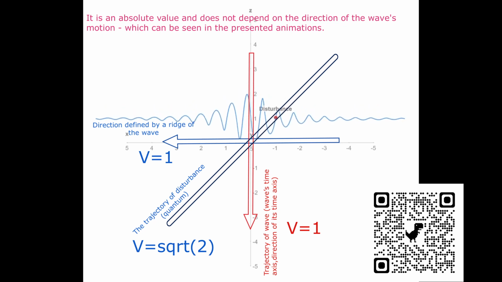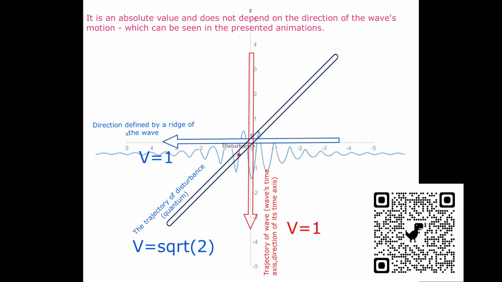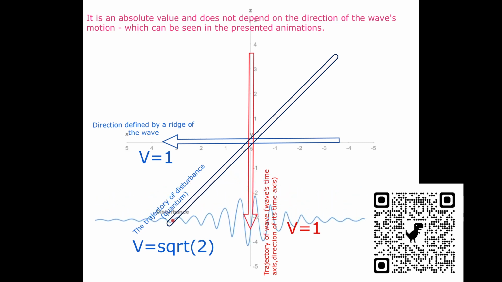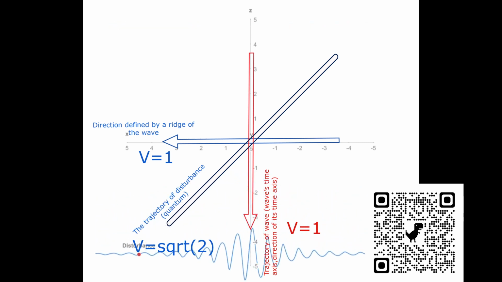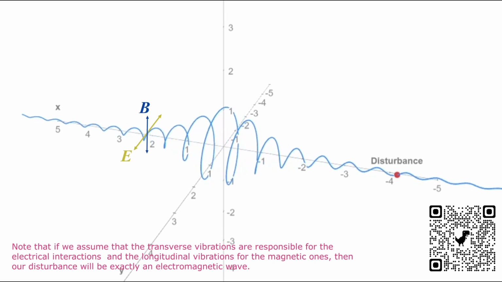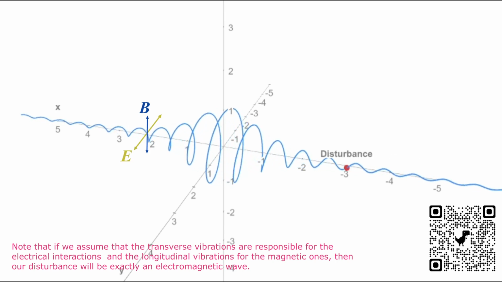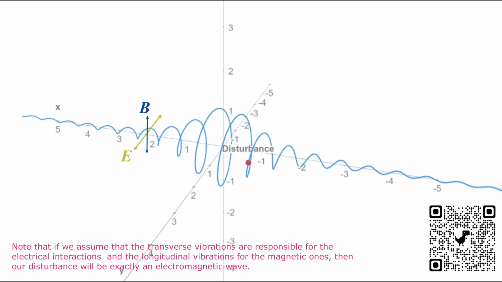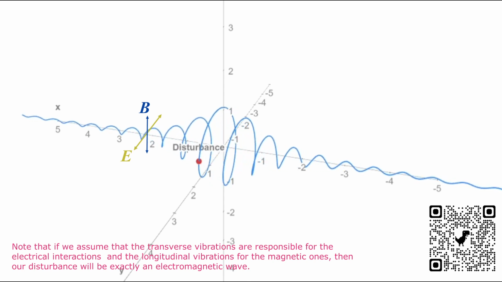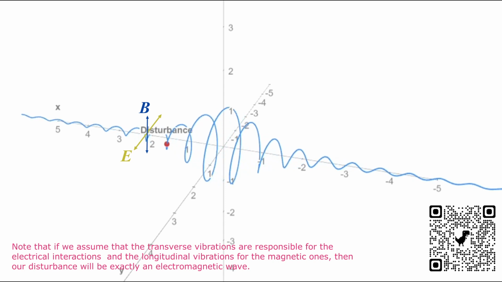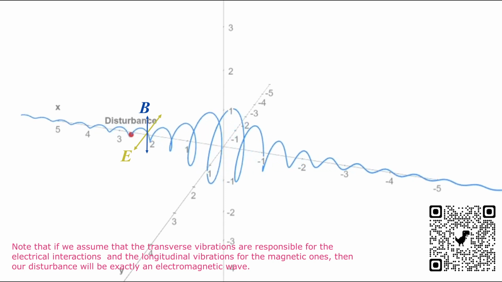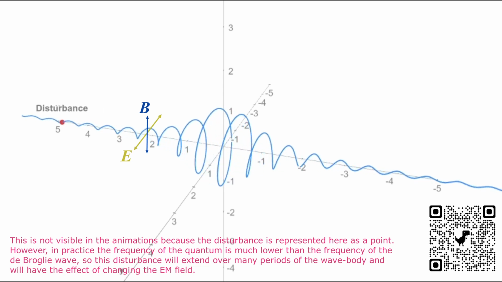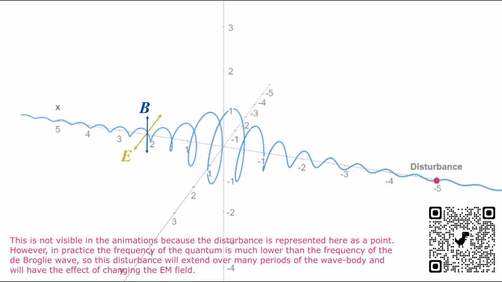It is an absolute value and does not depend on the direction of the wave's motion, which can be seen in the presented animations. Note that if we assume that the transverse vibrations are responsible for the electrical interactions and the longitudinal vibrations for the magnetic ones, then our disturbance will be exactly an electromagnetic wave. This is not visible in the animations because the disturbance is represented here as a point.